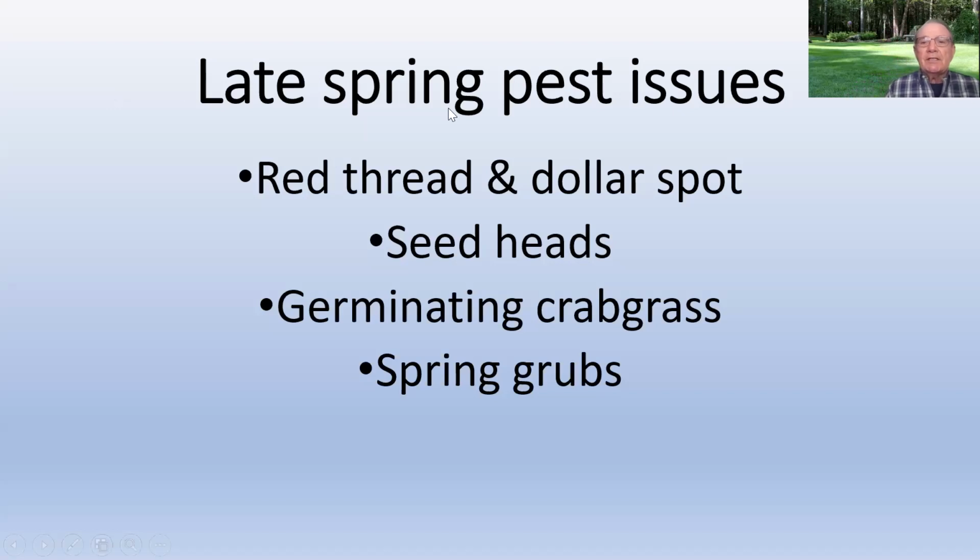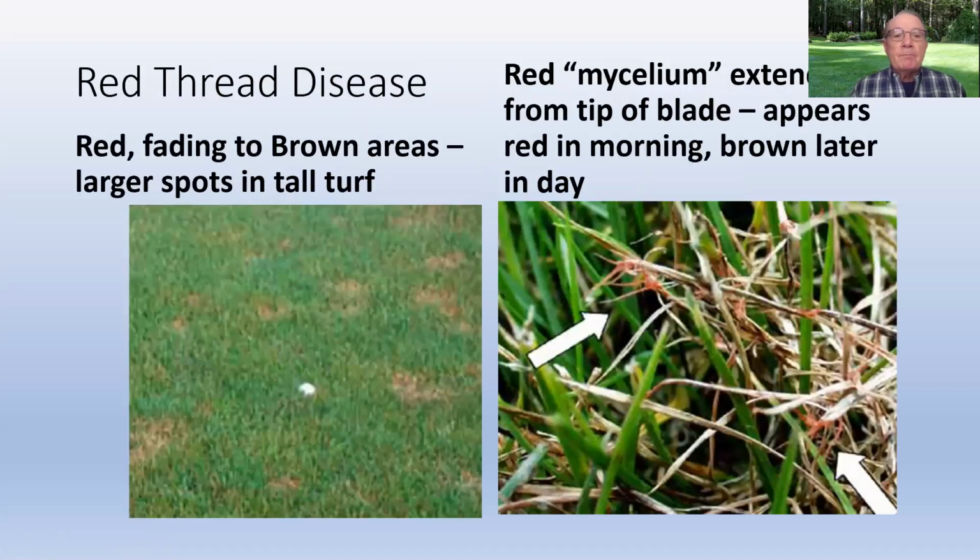The issues that we're going to discuss briefly are red thread and dollar spot, which both of these are beginning to appear in lawns, as well as seed heads. Germinating crabgrass is something that isn't necessarily recognizable to customers at this stage of the game, but something that we need to be paying attention to and take appropriate action. And finally, spring grubs, which aren't a huge issue in our customers' lawns, but they do cause customers a lot of concern when customers find them.